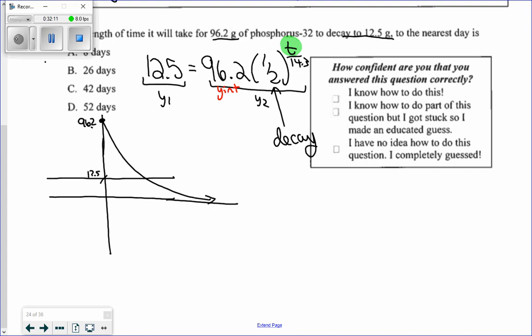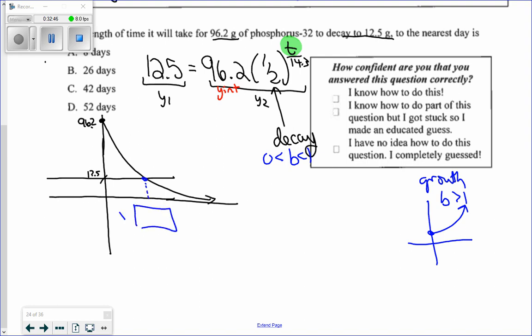Okay, so in class we talked about growth versus decay. The reason why I know this is decay is the B number is between 0 and 1. Remember that? 0.5. How do you know if it's growth? Just off to the side here, if it's growth, what is B guaranteed to be? Greater than 1. Okay, so all growth graphs look like that. Decays come down. So once you know that, now all we're looking for is the intersect.